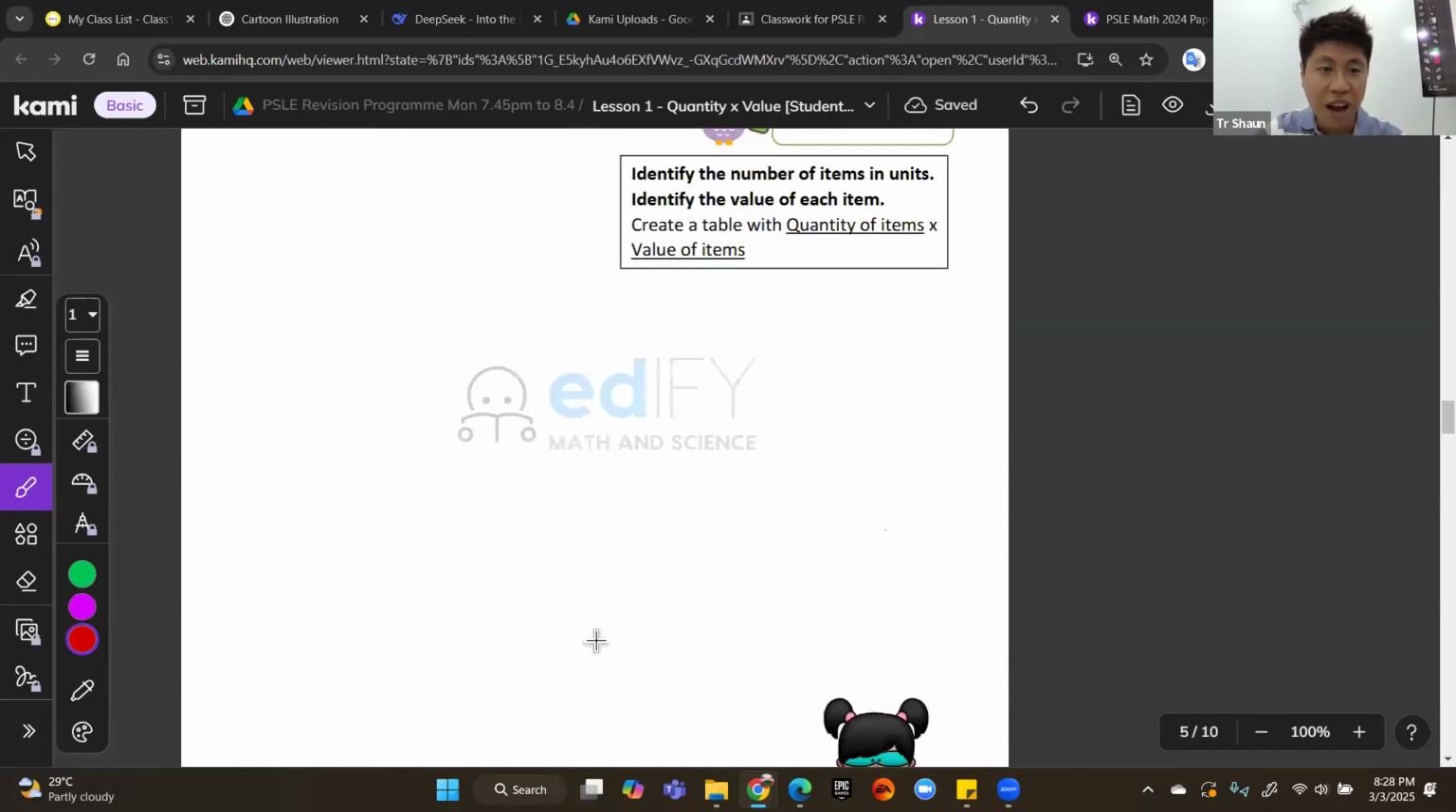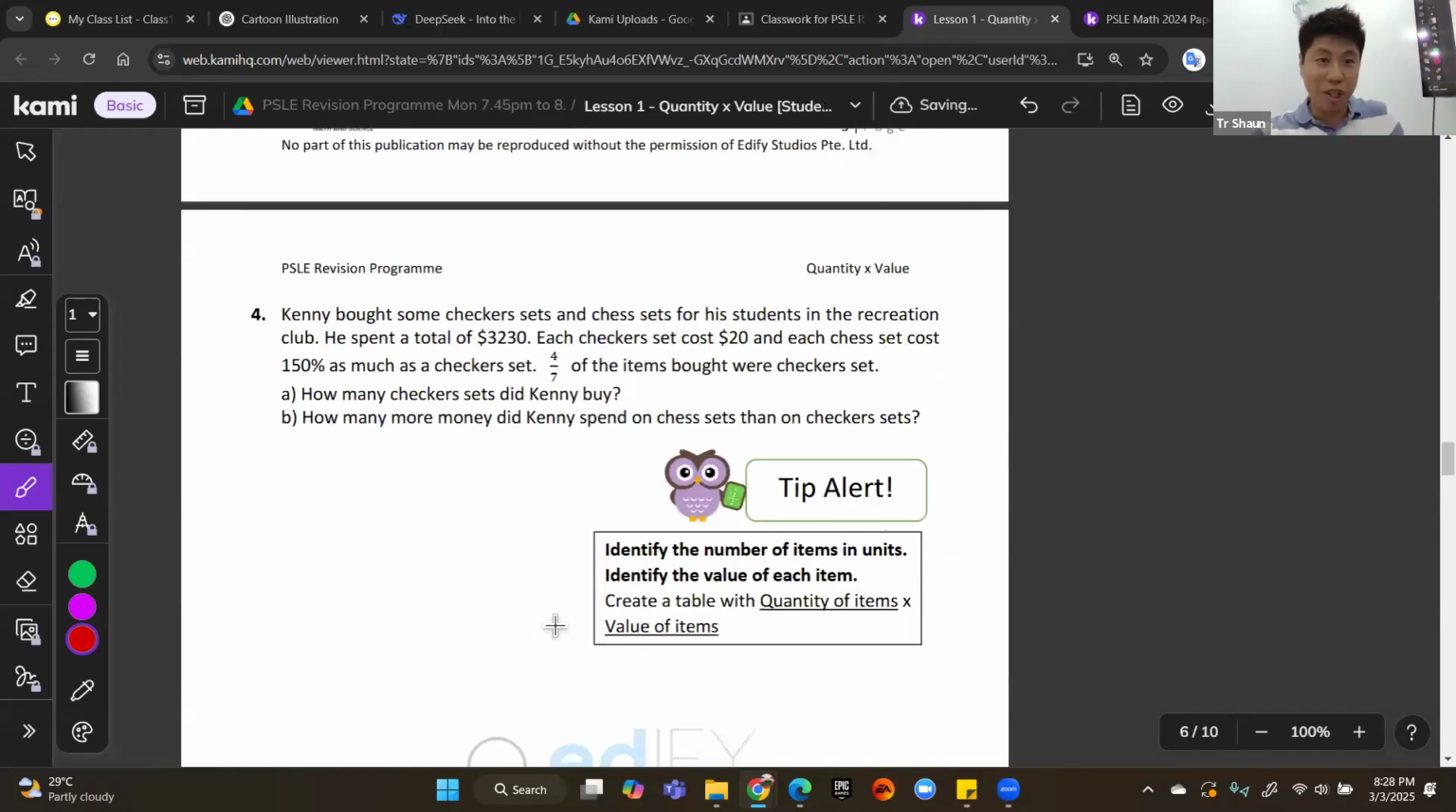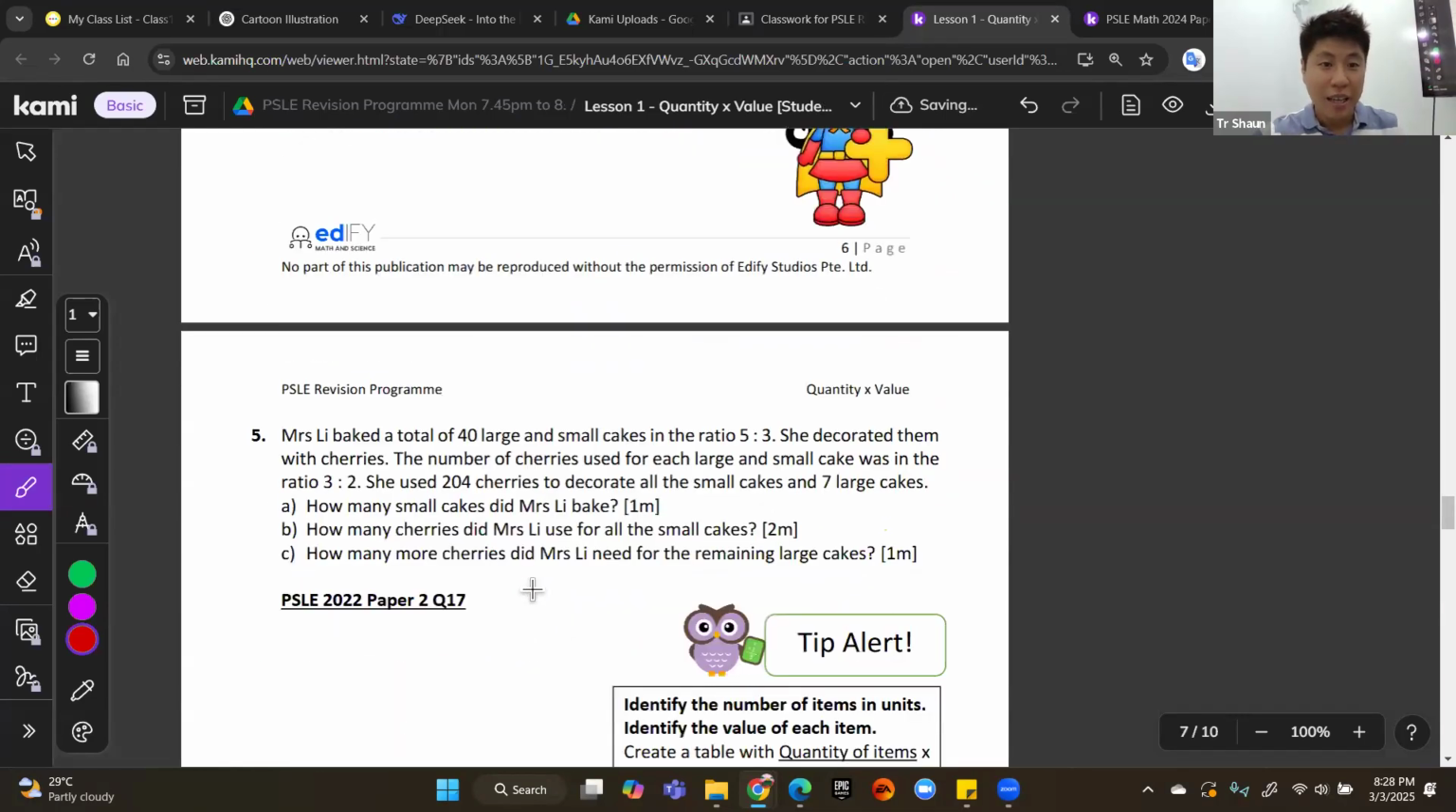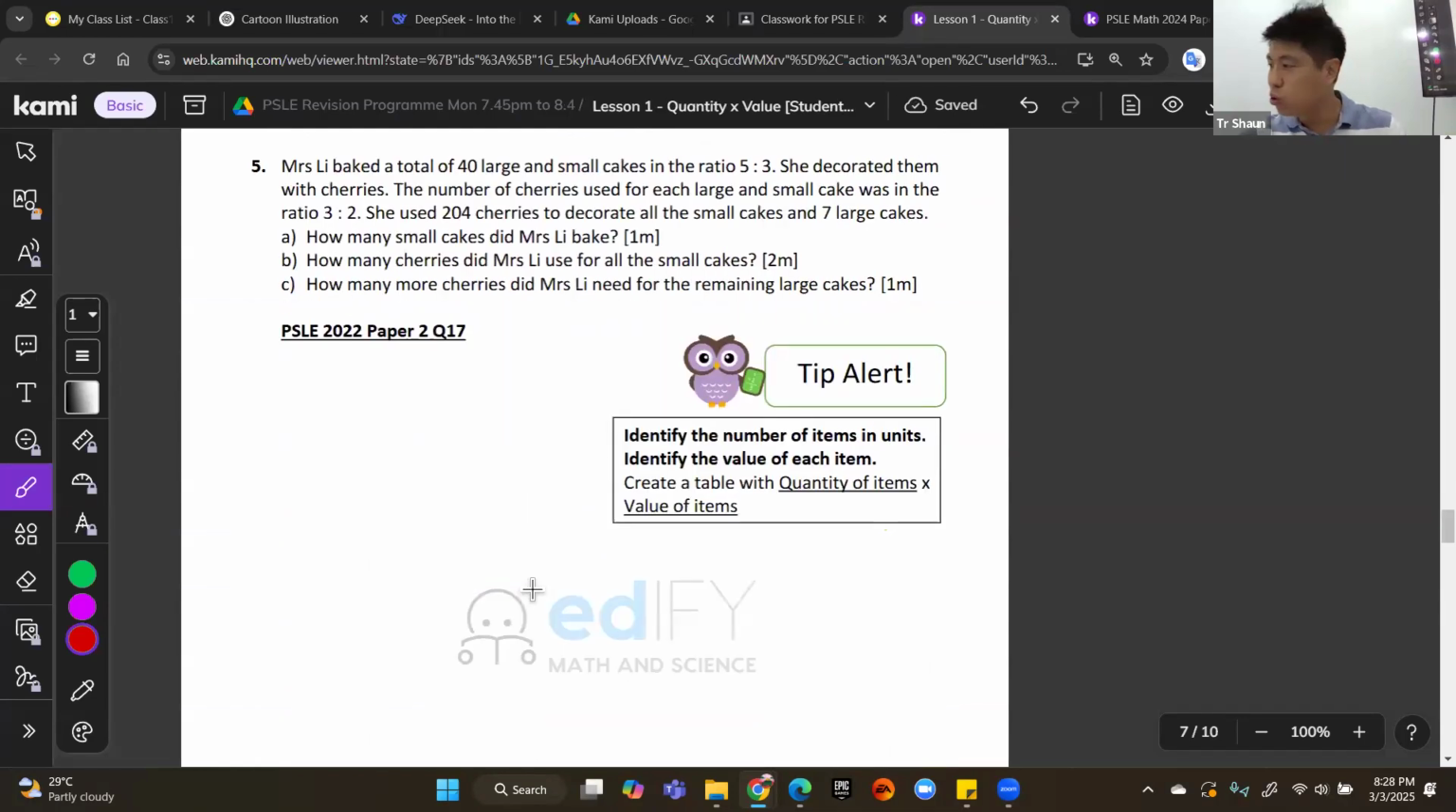I want to do question 5. Question 5 is the PSLE question. 2022 paper, is it very difficult? No, not really. The numbers are quite small. If you can see, the numbers are quite small. Okay, so let's look at this.